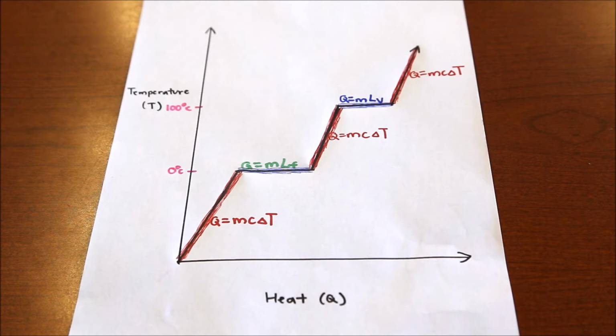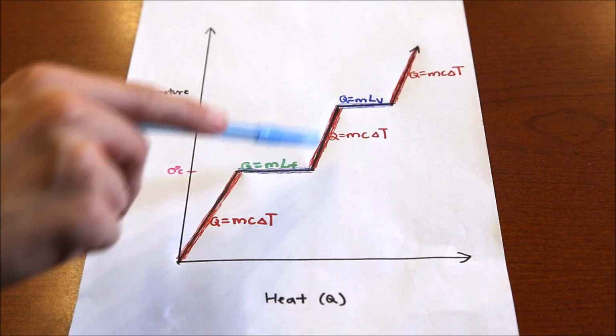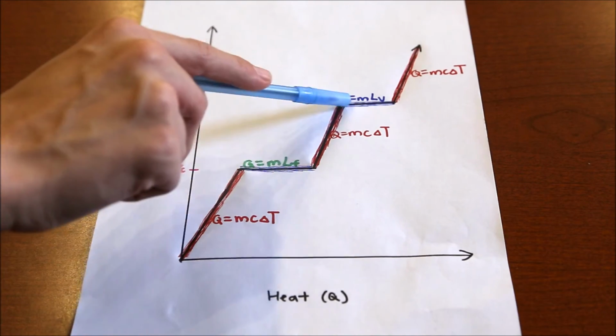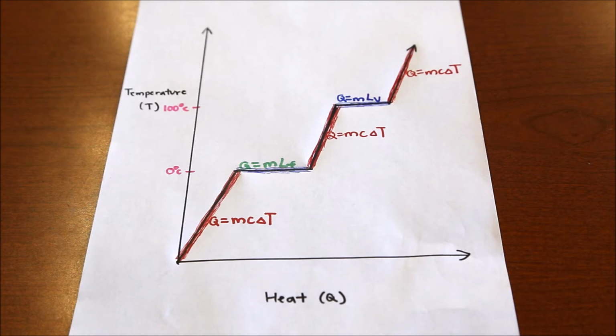Here we have a very important line. This line represents the phase change of water starting as an ice and ending as a vapor. The x-axis represents heat, while the y-axis represents temperature. The red lines represent heating up and can be shown by Q equals mc delta T, while the blue lines represent a phase change, and the amount of heat is found using the equations Q equals m times latent heat of fusion and Q equals m times latent heat of vaporization.